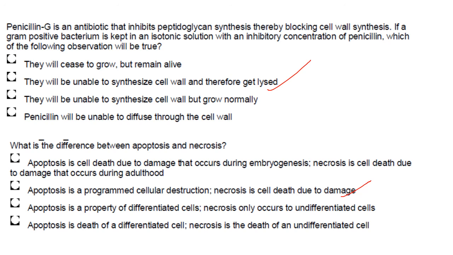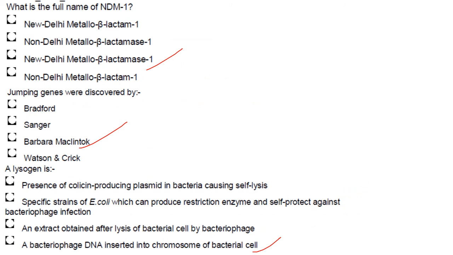And next one. What is the difference between apoptosis and necrosis? Apoptosis is programmed cellular destruction and necrosis is cell death due to damage. So answer is option B. What is the full name of NDM1? NDM1 is an enzyme that makes bacteria resistant to a broad range of beta-lactam antibiotics. So answer is option C, New Delhi metallo-beta-lactamase 1, that is the full name of NDM1.